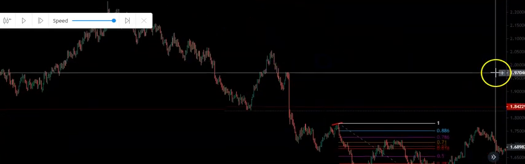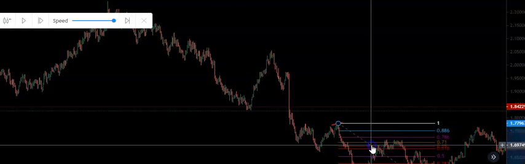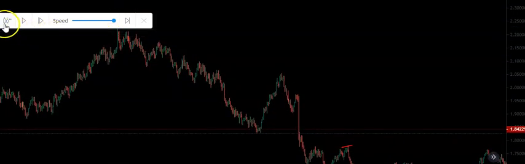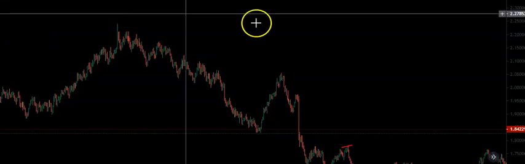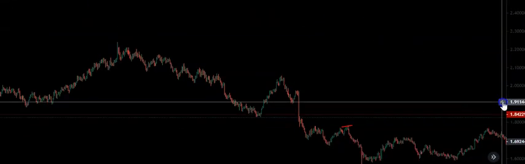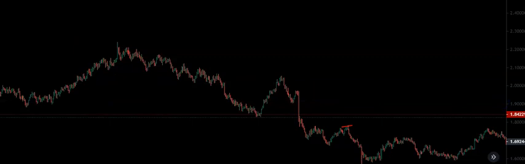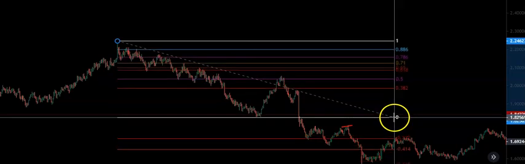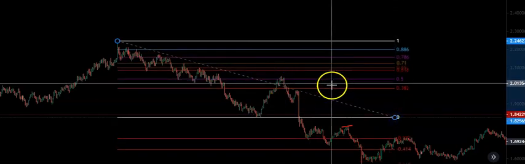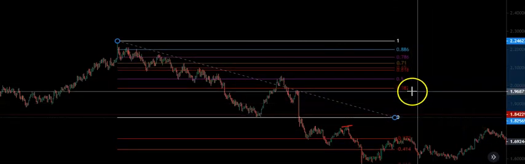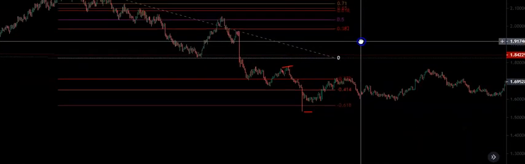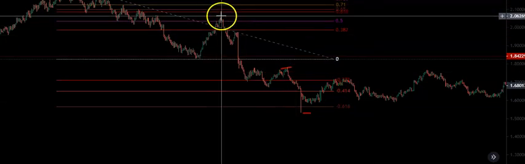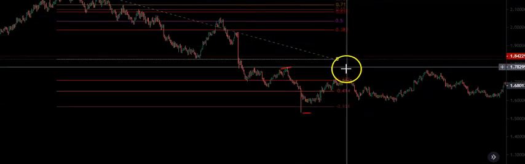You start your fib from where? From this top. This was the very first top you got from here. So you start your fib from that point. You bring it all the way to where the market tends to retrace from. You catch your 50 reaction. You can see the market rallies all the way to your extension 2. Check it out. After the 50 retracement, the market rallies all the way to your extension 2 and starts moving up.